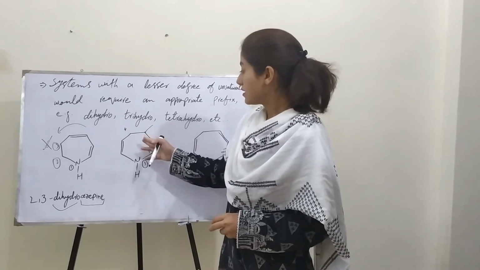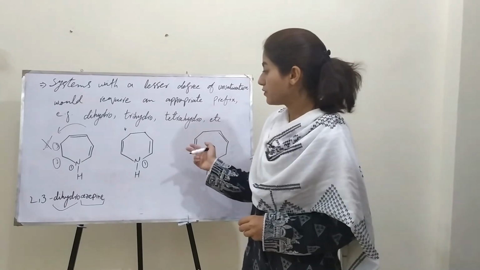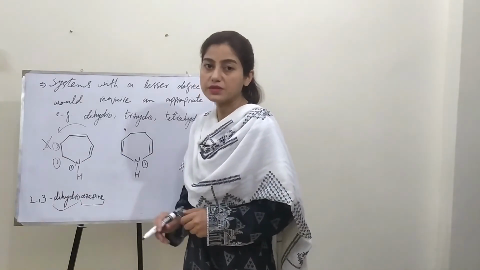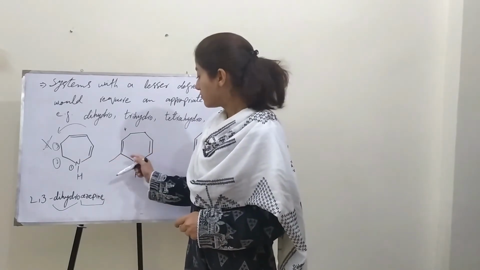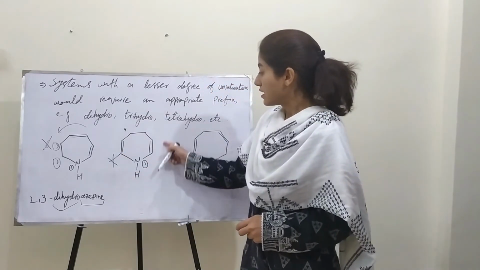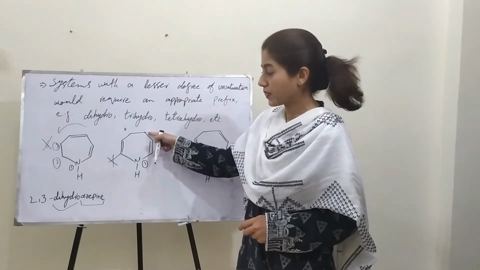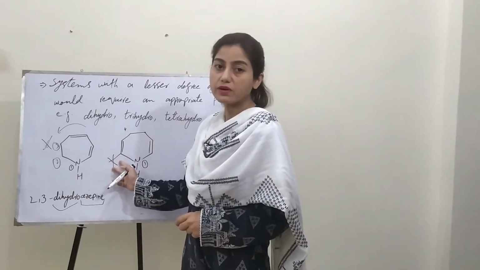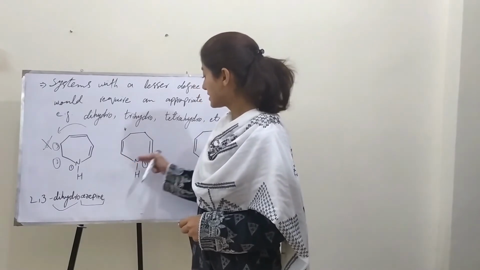But if there is no substituent, then we will always give priority to the saturated carbon. Or even if here there is a substituent, we will not consider this substituent; rather we will give the preference to this saturated carbon. So these substituents would not be given any priority. So our system is like this.